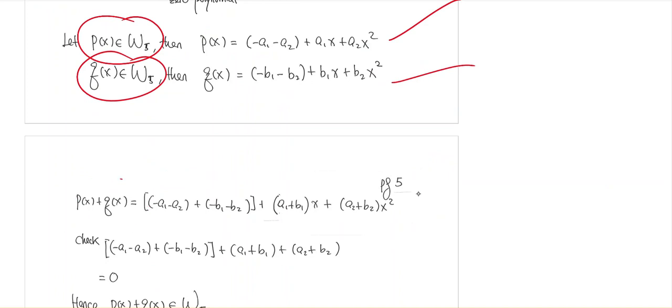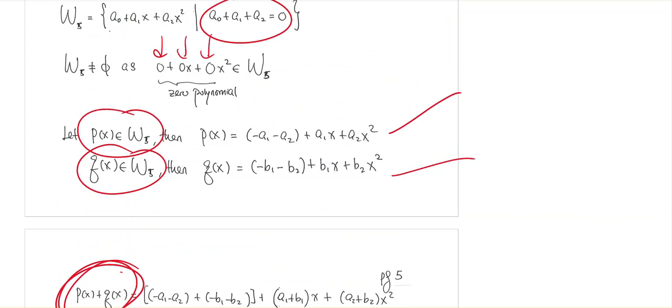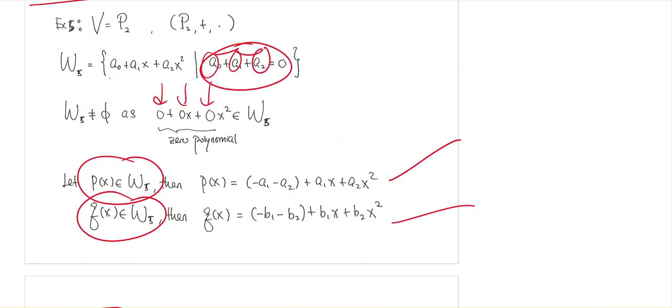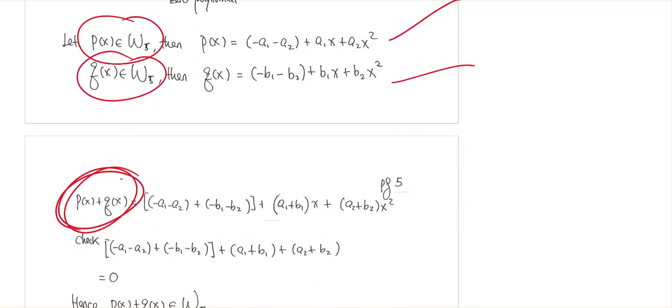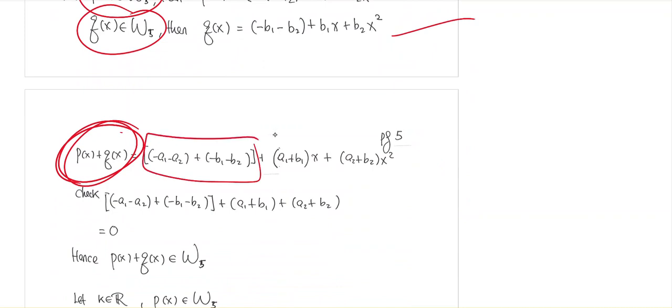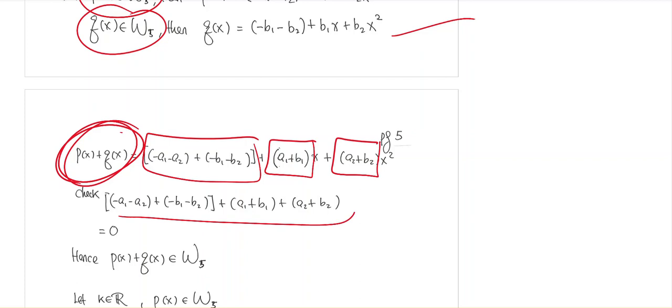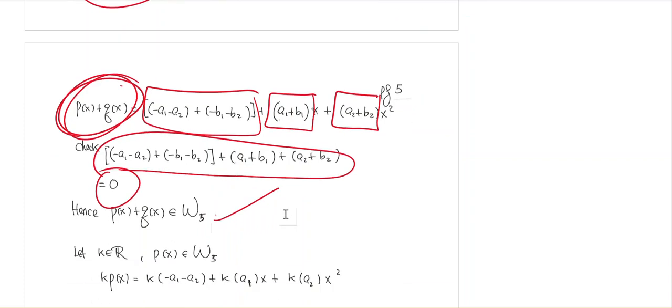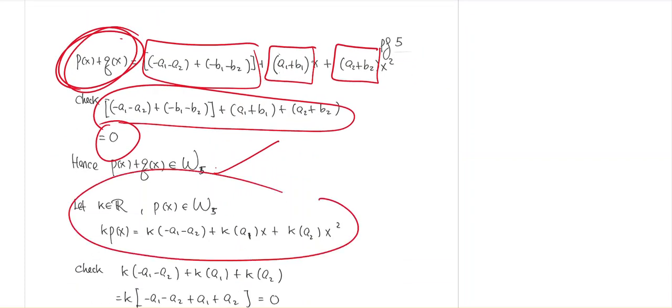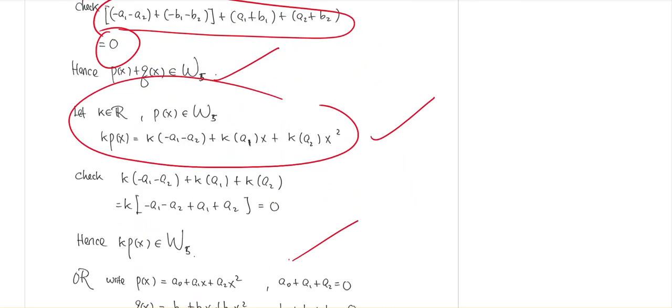And in order to see whether or not this is in W5, we have to verify that the coefficients add up to 0. So in this case, the constant term is here, the coefficient for x is here, the coefficient for x squared is here. So I'm adding, and I get 0, obviously. Therefore, W5 is closed under addition. Same thing with scalar multiplication. It's pretty easy to show that. It's closed under scalar multiplication. Therefore, W5 is not only a subset of P2, but it's a subspace of P2.